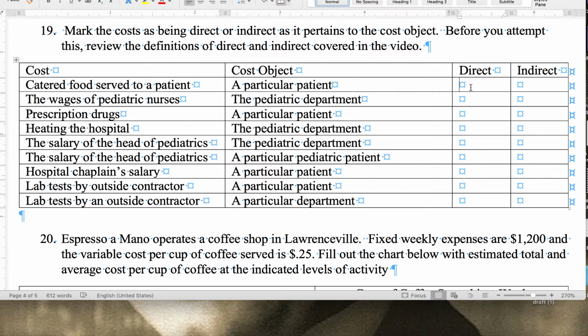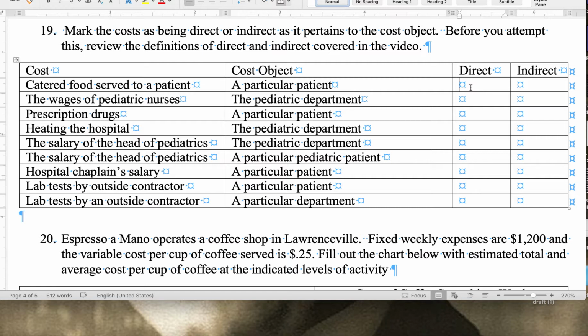Okay, so how'd you do? Hopefully you did okay. We're going to go through each of these individually, and we're going to explain how we came up with the answers that we did. Before we go any further, we have to remember that direct costs are easily and conveniently traced to a specific unit of a product. Indirect costs are not easily and conveniently traced to a specific unit of a product.